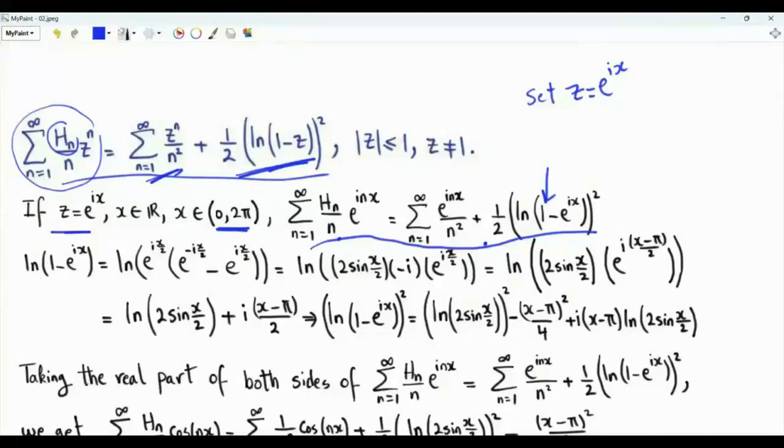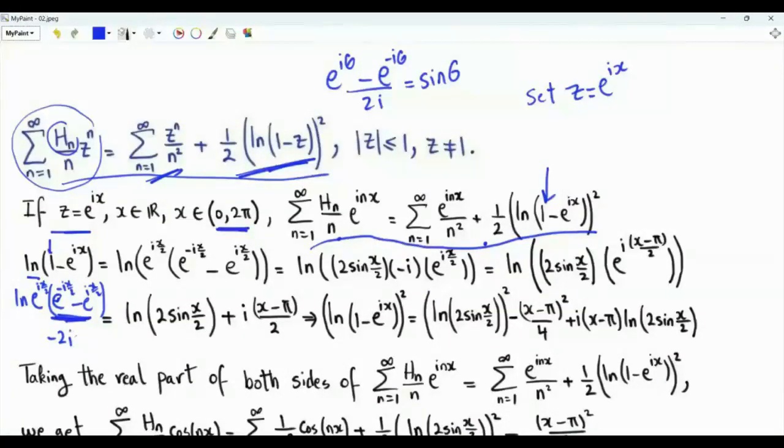Let's focus on the logarithm. The natural logarithm of 1 minus e to the i x can be written as the natural logarithm of e to the i x over 2. We have 1 here, so we need to have e to the minus i x over 2 minus e to the i x over 2. We know that e to the i theta minus e to the minus i theta over 2i is equal to sine theta. This difference here can be written as minus 2i times sine x over 2.